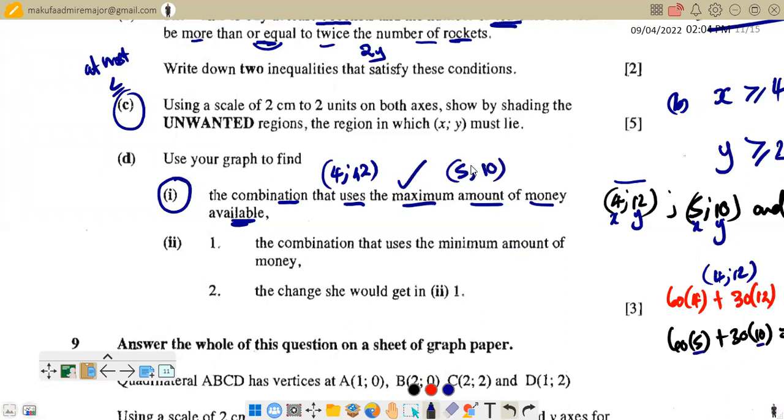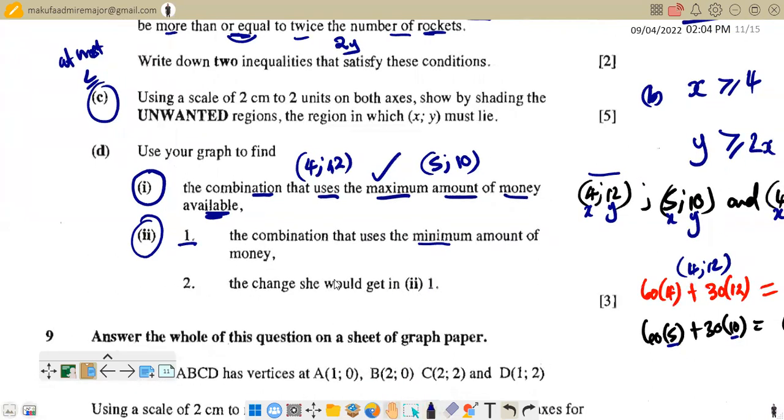So these two combinations give us the maximum value, okay? Then on item 2, this is now different from what we had. It's another question: the combination that uses the minimum amount of money. Take note, we need the combination, not the amount. The combination which is going to give us the minimum. So as we saw when we were doing our trial and error, we already have the answer.